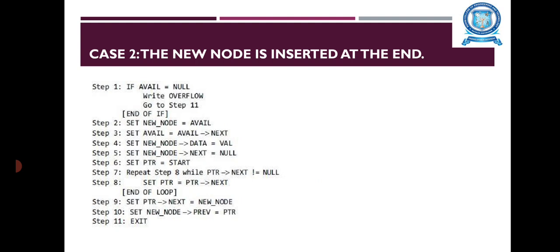Remember that the next field of the new node contains null, which signifies the end of the linked list. The previous field of the new node will be set so that it points to the node pointed by the pointer.